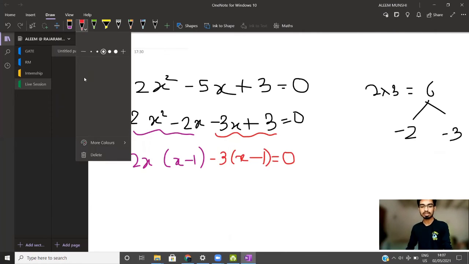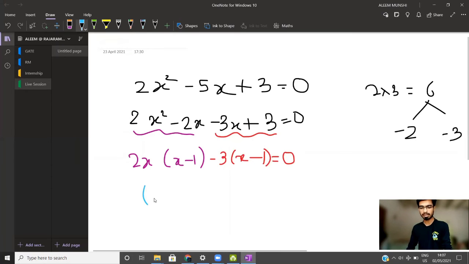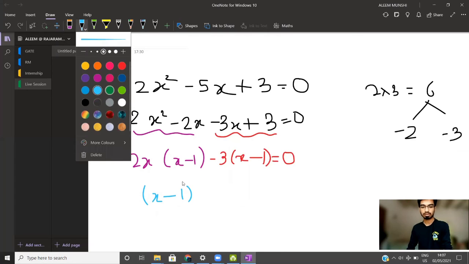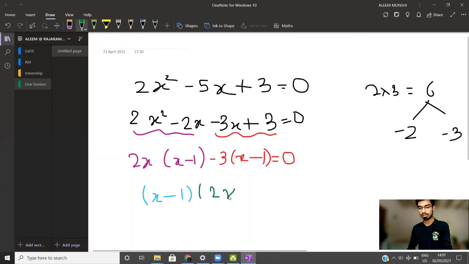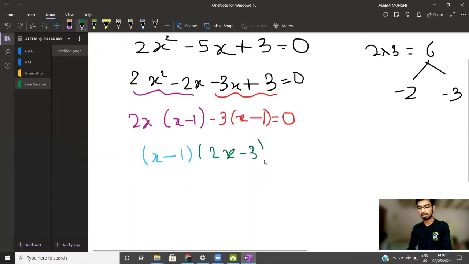Now all we have to do is take this x minus 1 common, and what's remaining is 2x minus 3, that is equal to 0. Now consider this way. If I take x minus 1 as a and 2x minus 3 as b, just tell me one possibility where the product of two terms is 0. There's only one possibility. One of the terms must be equal to 0. If you look carefully, the product of two terms comes out to be 0 only when one of them is equal to 0.